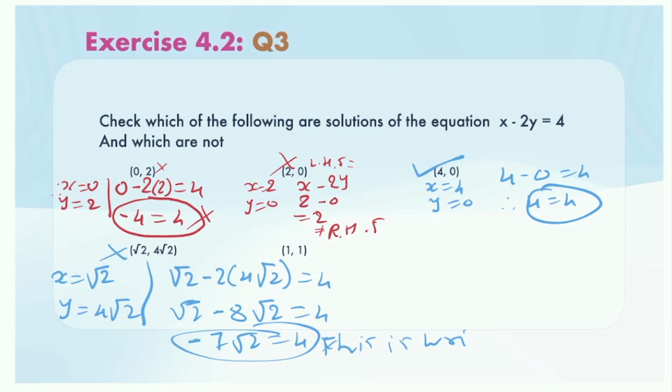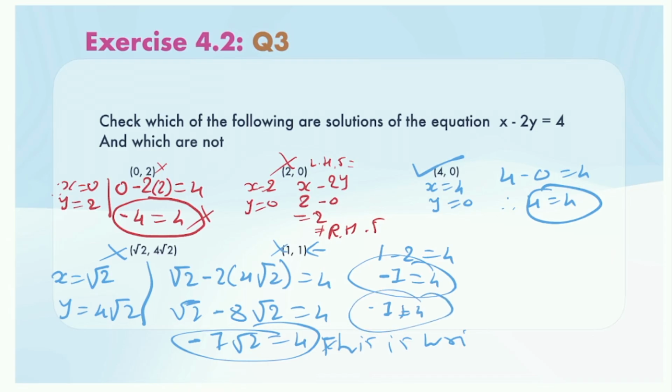Now let us check the fifth one, 1 and 1. If I put 1 in place of x and 1 in place of y, the final answer will be 1 minus 2 equal to 4. So we all know this is also not a solution, because 1 minus 2, that will be minus 1, is equal to 4. Now this is not true, or you can write minus 1 is not equal to 4. So this is also not a solution.